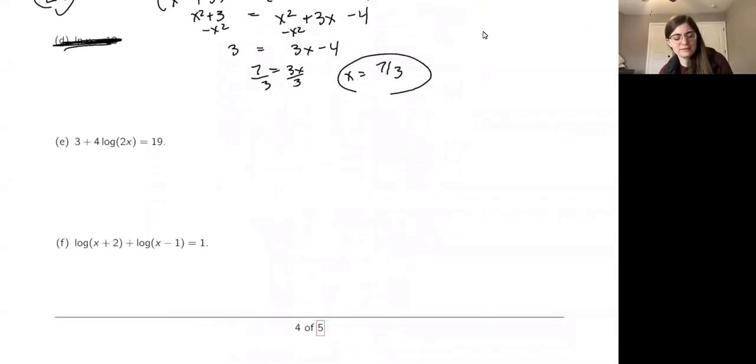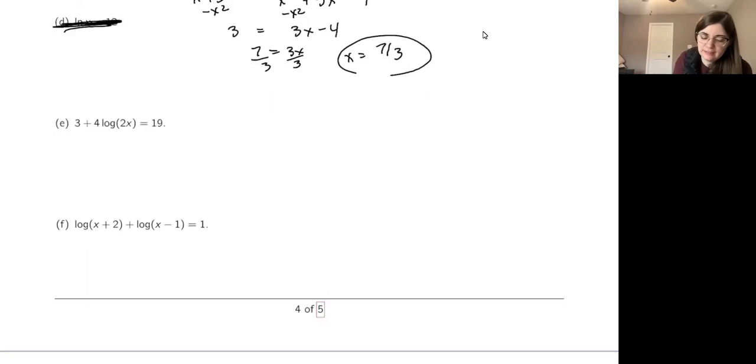Here I have 3 plus 4 log of 2x equals 19. And so what I see here is that I've got some numbers adding, I've got some numbers multiplying, but I have one log. So this is almost like log of something equal to a number, one logarithm. But first I need to isolate my logarithm.